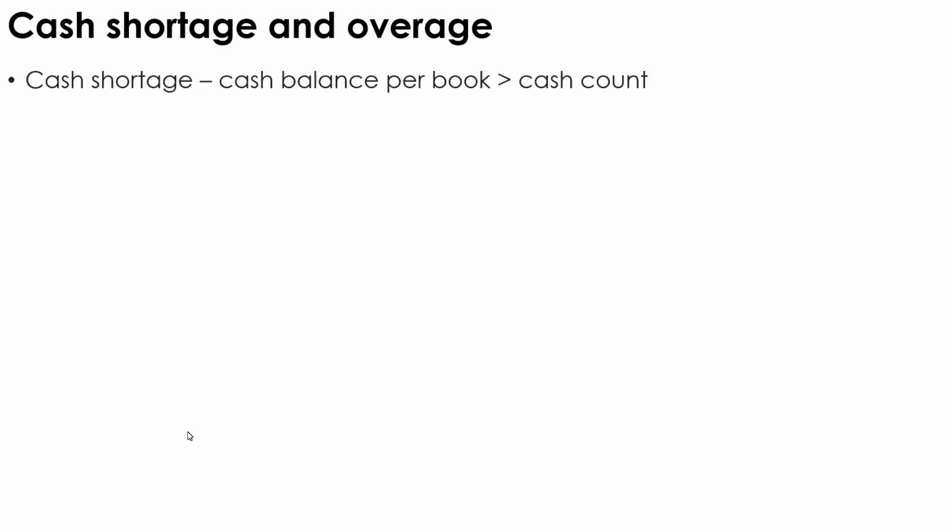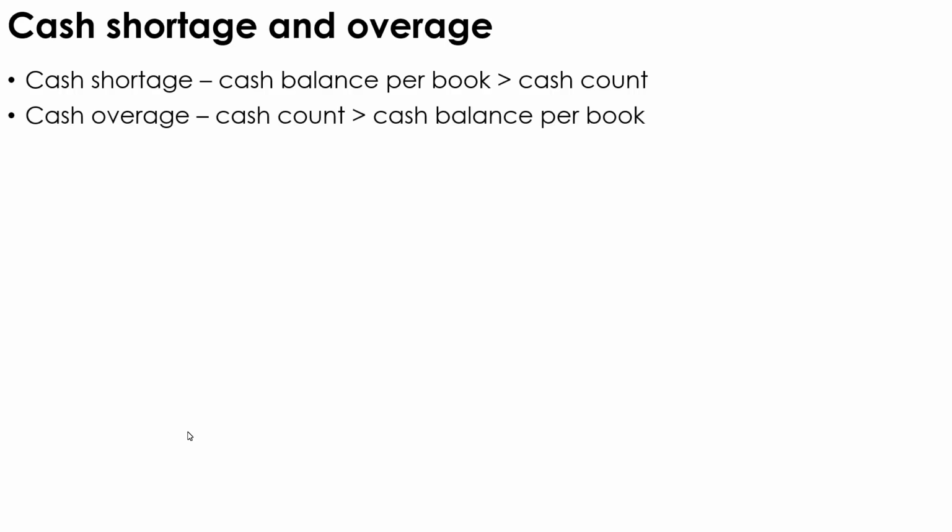Cash shortage and overage. The title speaks for itself. Kulang or sobra. If there's a cash shortage, the cash balance per book is greater than the cash count. And if it is otherwise, then it is overage. Cash count is greater than cash balance per book. So this is the accounting for cash shortage and overage.